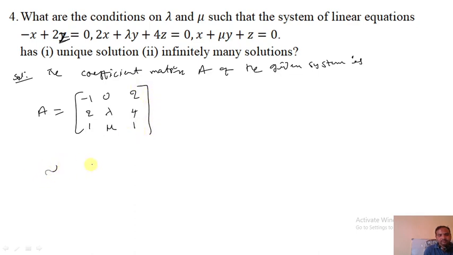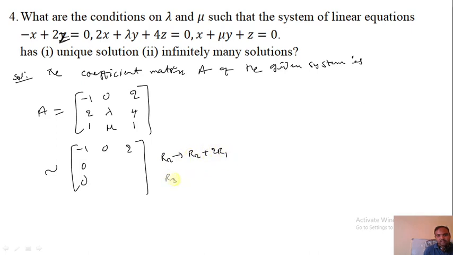Convert to echelon form. Minus 1, 0, 2. Apply R2 is R2 plus 2R1, and R3 is R3 plus R1. This is the one: 0, lambda, nu; 2 plus 4 is 6; 2 plus 1 is 3.